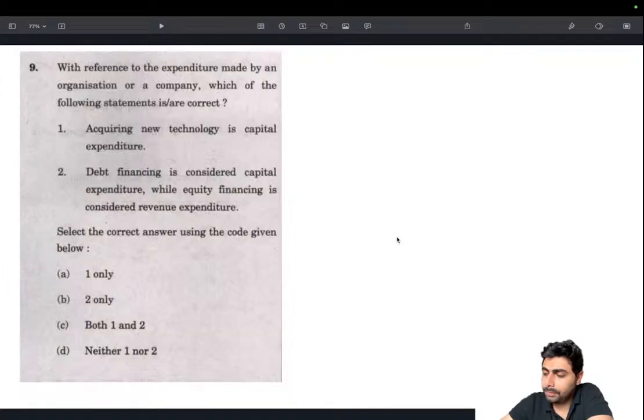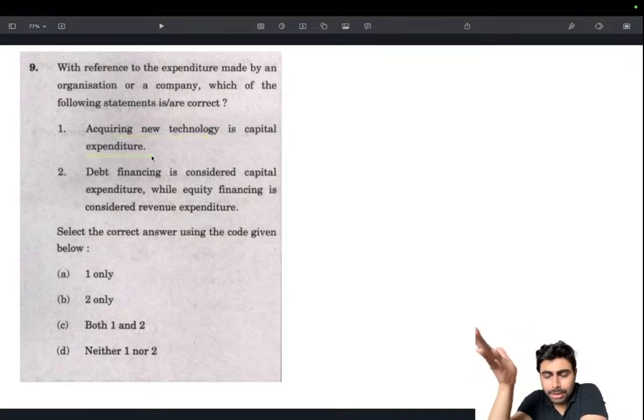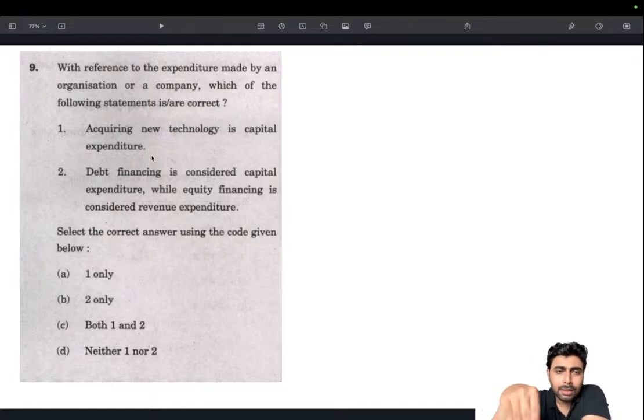8D. Moving on, next question. This is a very interesting thing. With reference to expenditure made by an organization or a company, which of the following statements is or are correct? Acquiring new technology is capital expenditure. Okay, we would have heard about a few things. In the budget also, there will be revenue receipts and revenue expenditure, capital expenditure and capital receipts. This is not directly connected to government budgeting, but the base idea comes from there only.